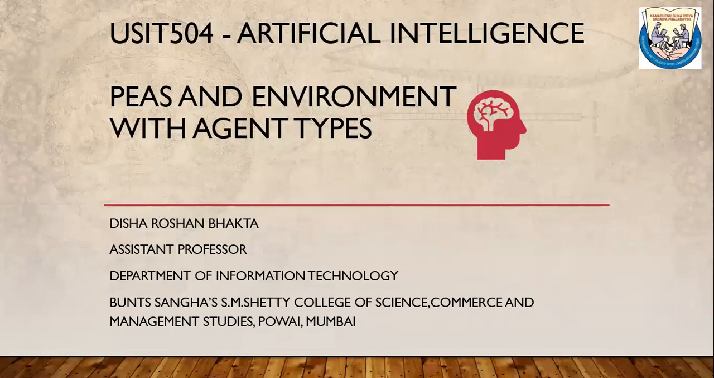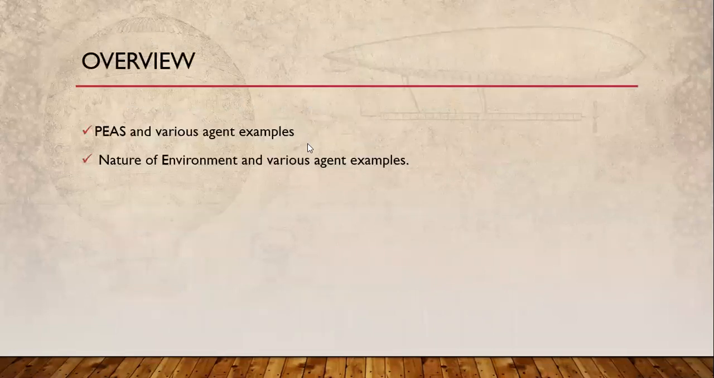And in our previous session, we also looked at the different types of environment, and how different types of environment work differently with the different agent types. So here we are also going to see those environments with examples of agent types, a quick recap of all those environment types again. So our discussion today will revolve around PEAS and their examples, the nature of environment, and the various agent examples related to that.